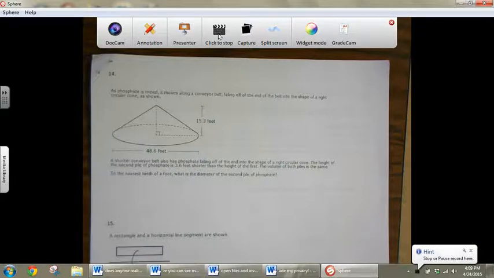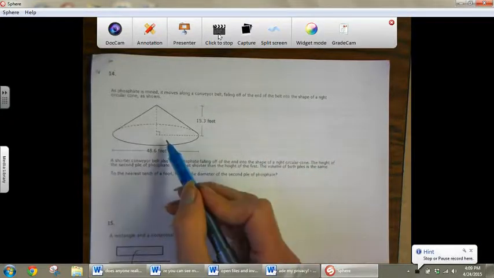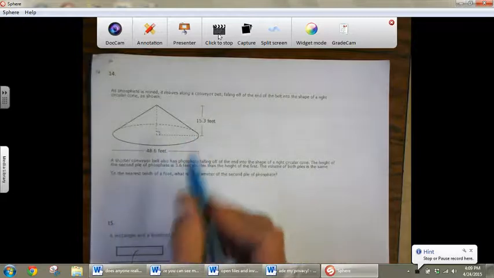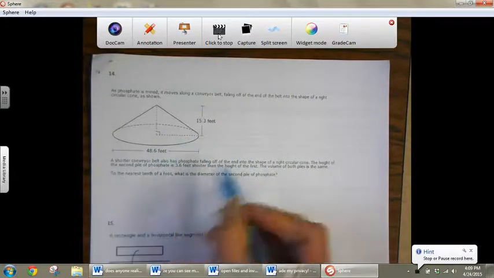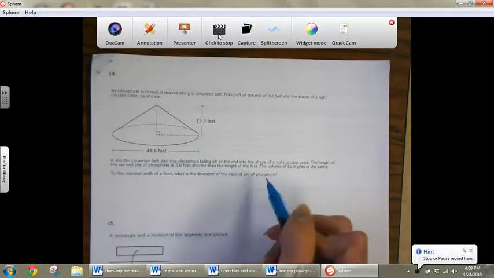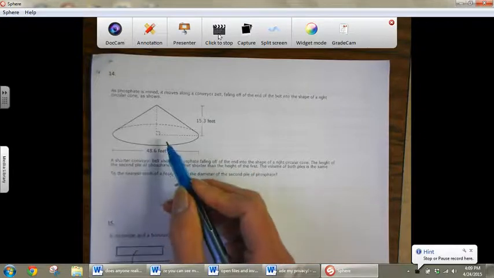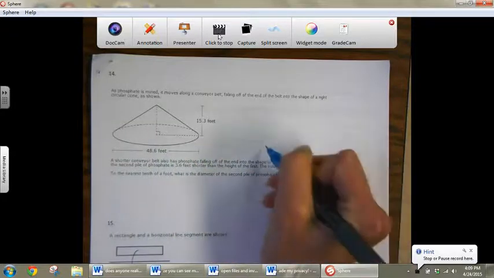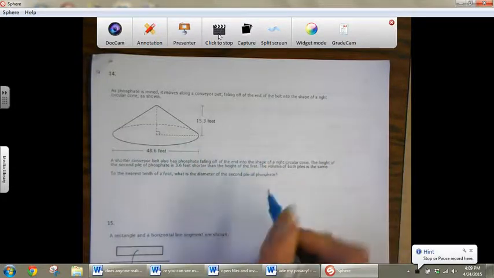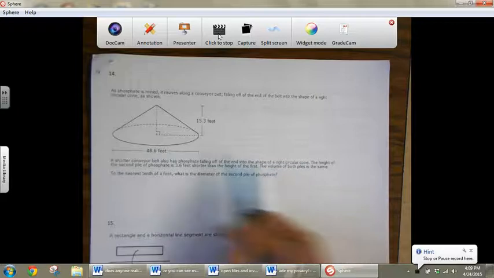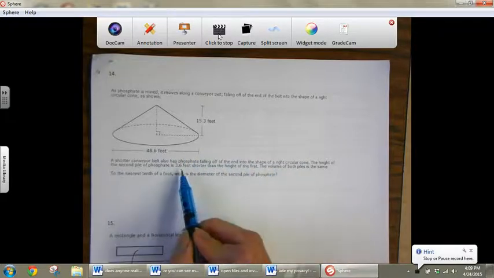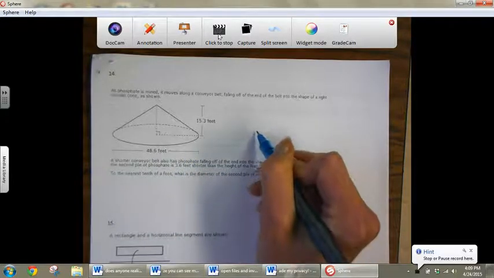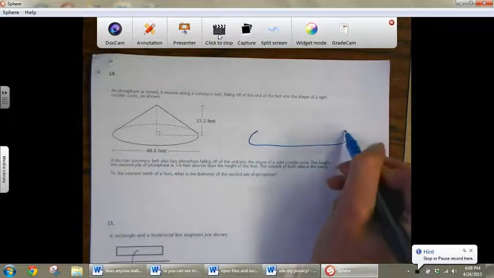All right, in this next problem, I have a cone, and the question asks me to find the diameter of a second pile that is shaped like a cone, but with some different information. So I'll draw the second cone. Now they say that the volume is exactly the same in both piles, but the other pile is shorter. So if the other pile is shorter, I'm going to have to draw a wider cone so that it kind of makes more sense.